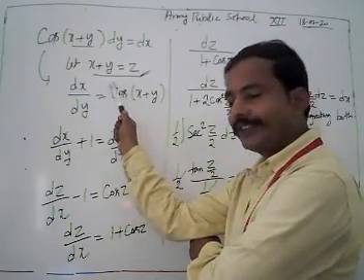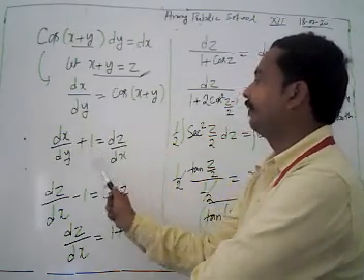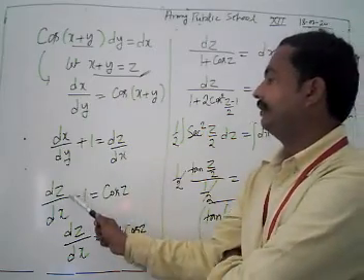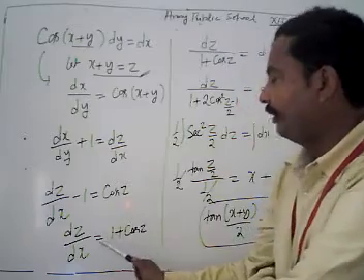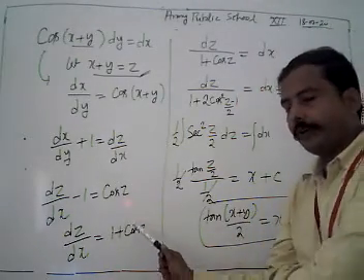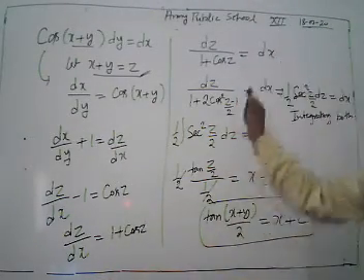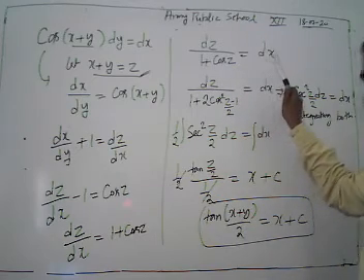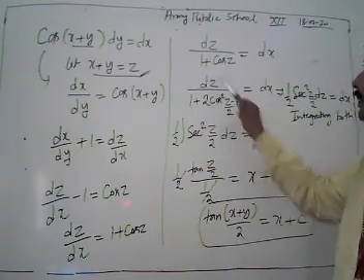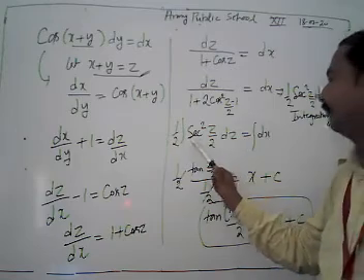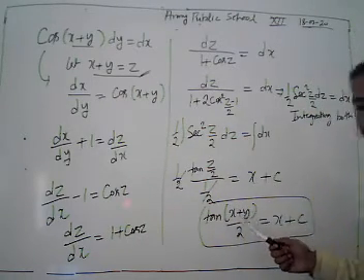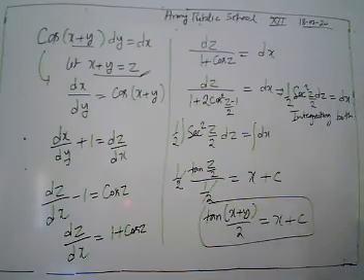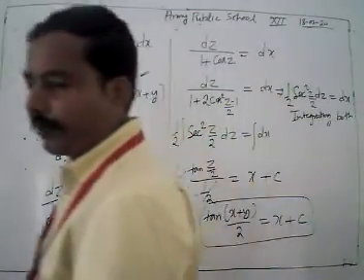Then we have to differentiate it. dx/dy plus 1 equals dz/dx. Then dz/dx is equal to 1 plus cos z. From here we are going to separate our variables: dz upon 1 plus cos z equals dx. Then we integrate it. After integrating, what is our required solution? tan((x+y)/2) equals x plus c. This is our first problem.